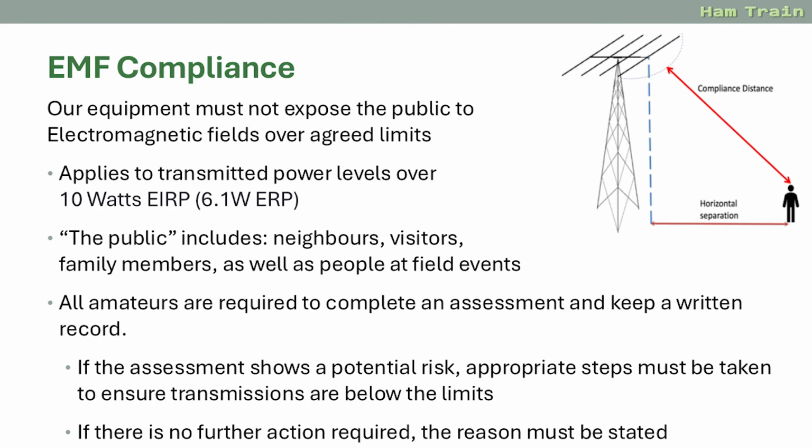All radio amateurs are required to complete an assessment on their amateur radio setup and keep a written record. If the assessment shows a potential risk, appropriate steps must be taken to ensure that your amateur radio transmissions are below those agreed limits. If everything's compliant and there's no further action required, then you must state the reasons on your written assessment. For example, stating that power levels are below that threshold.